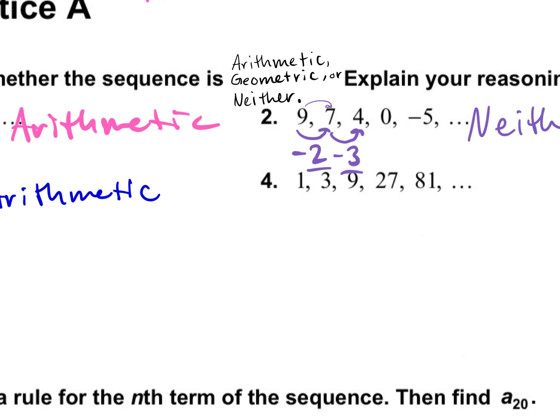Let's take a look at 4. What am I adding to get from 1 to 3? I'm adding 2. What about from 3 to 9? Adding 6. So is it arithmetic? Nope. So let's check geometric. What am I multiplying to get from 1 to 3? 3. If I multiply by 3, do I get 9? If I multiply 9 by 3, do I get 27? If I multiply 27 by 3, do I get 81? So is this arithmetic, geometric, or neither? Geometric.